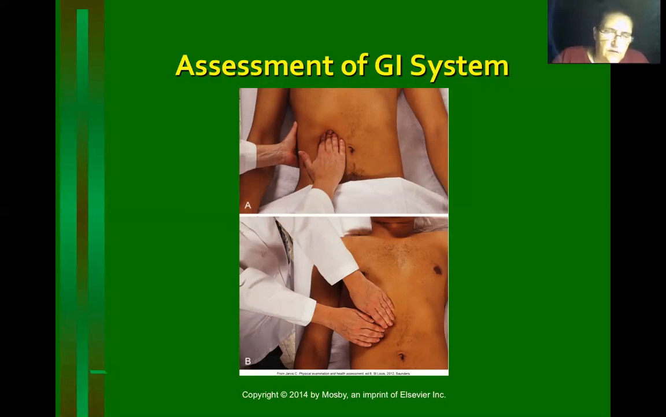When you're auscultating, you would be listening in all 4 quadrants with your stethoscope. You may have to listen for a full 2 minutes before you actually hear bowel sounds. So be aware of that, a full 2 minutes.